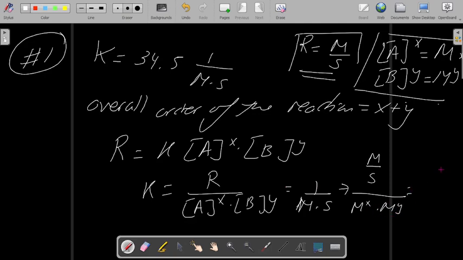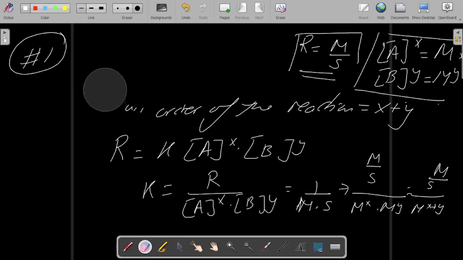This right here is the same as this. M divided by S, M, X plus Y. Okay, this is all algebra, so I'm just moving things around. Let me clear a tiny bit, and you can review these if you need to.